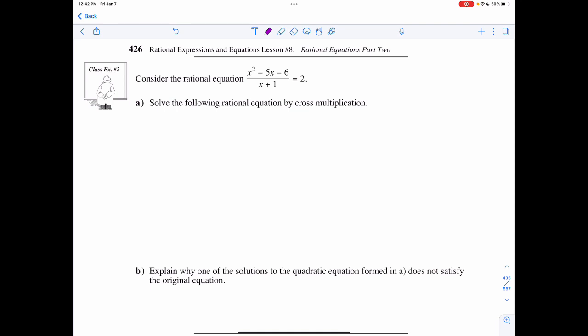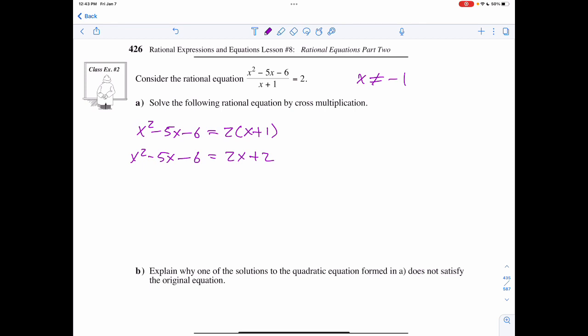Moving on to example 2. Consider the rational equation (x squared minus 5x minus 6) over (x plus 1) is equal to 2. I can see right away that x cannot equal negative 1 from this denominator. And I'm going to multiply both sides by the denominator of x plus 1. So I wind up with x squared minus 5x minus 6 is equal to 2 times (x plus 1), or x squared minus 5x minus 6 is equal to 2x plus 2.